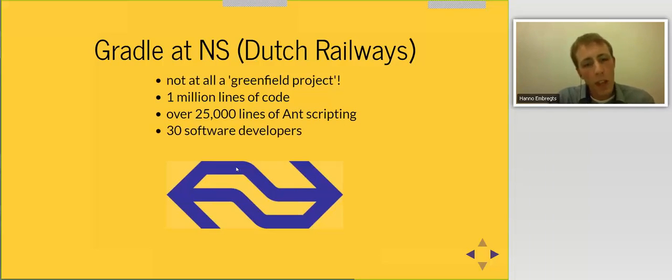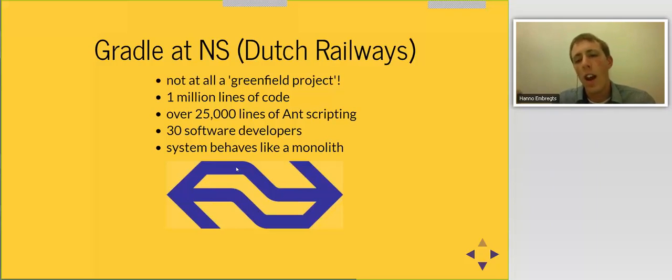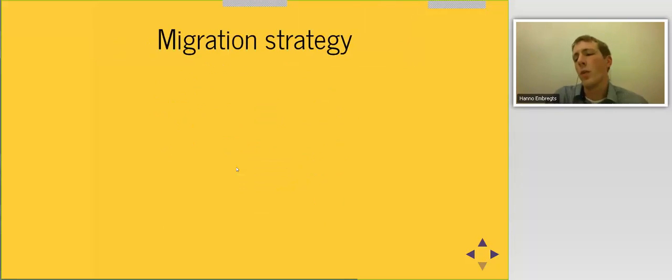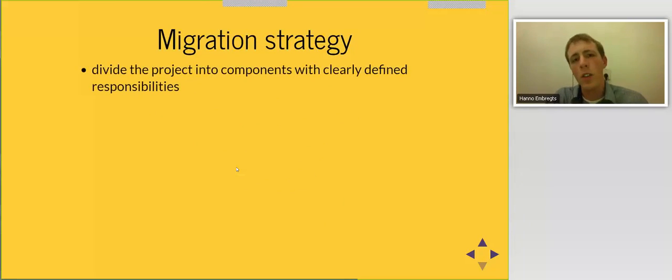And as we speak, there are 30 software developers active in this project, still working full time to make sure that it gets finished. And on our build server, on our Jenkins server, this system behaved like a classic monolith. So when someone changed one line of code, the entire system would be compiled and tested again. So it took ages. It was not an ideal situation.